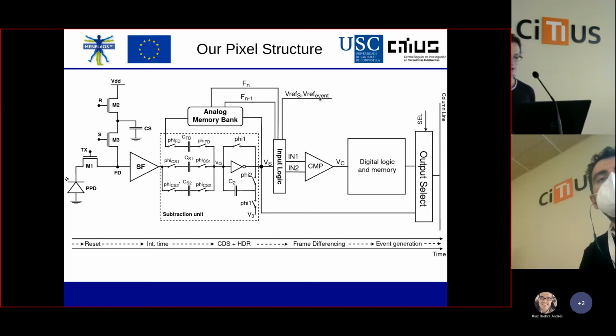VREF event is the threshold that we set. So the lower it gets, the smaller the changes we should be able to detect. VREF S is basically a voltage also set from the outside, and it symbolizes when we want the pixel to use oversaturated electrons. So if this is surpassed, it usually means that the photodiode is oversaturated, and we should use electrons from the capacitor to generate the signal.